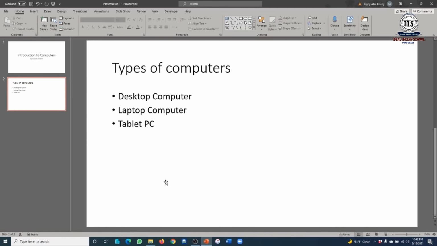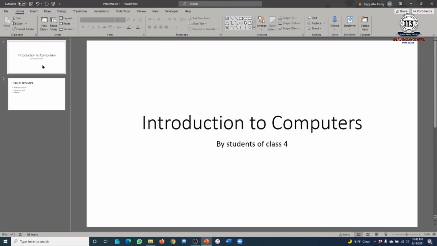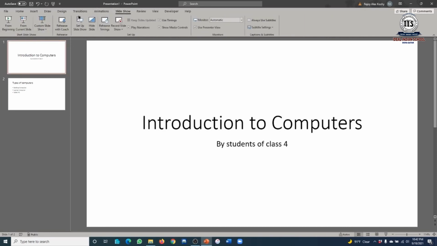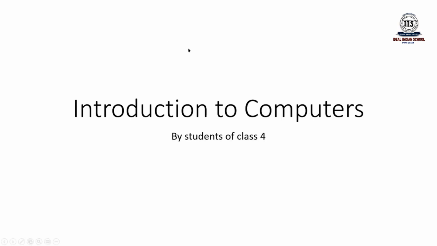Now let me show you how to run a slideshow. Click on the first slide you want to view in the slideshow. Click on Slideshow tab. Click on From Beginning. You can also press F5 key for slideshow view. Once you click on that, the slide you selected fills your screen. If you want to exit, you can press the Escape key on your keyboard.